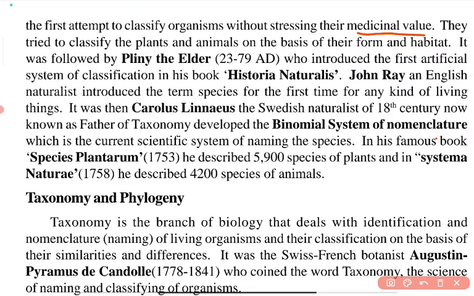Now they tried to classify plants and animals on the basis of their form and habitat. So the first time anyone tried to classify plants on the basis of their habitat, it was Aristotle and Theophrastus, on the basis of form and habitat. Remember this, first time. It was followed by Pliny the Elder.